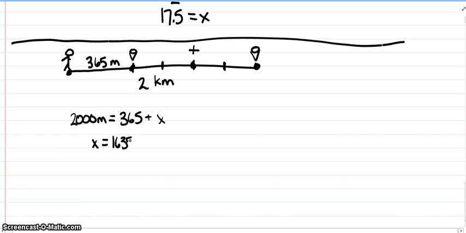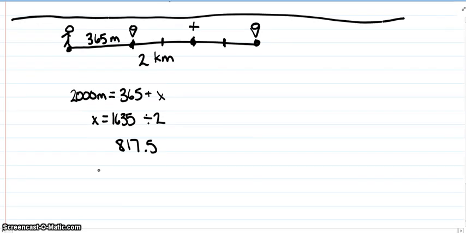Now, we want to know how far you are from the first aid station. Because you pulled a hammy, I don't know. So that is going to be half of the distance between the 2 drink stations. So we'll divide this by 2, and we'll get 817.5. So you are 365 plus 817.5 meters. So you are a total of 1187.5 meters from the first aid.